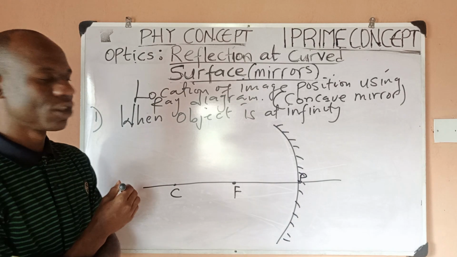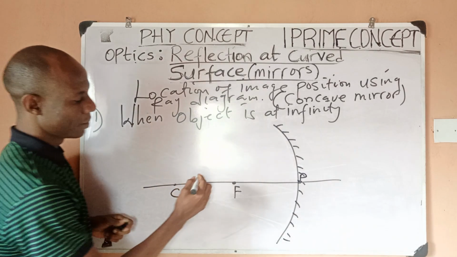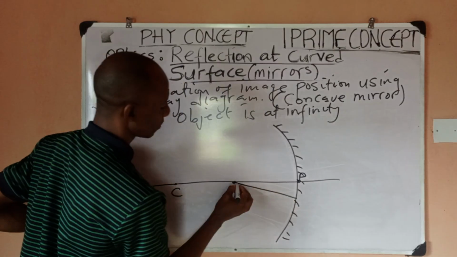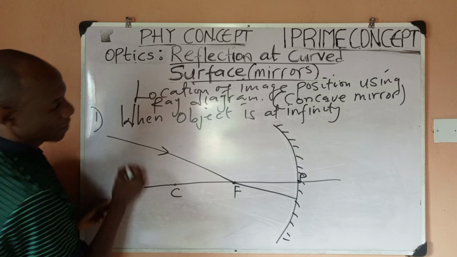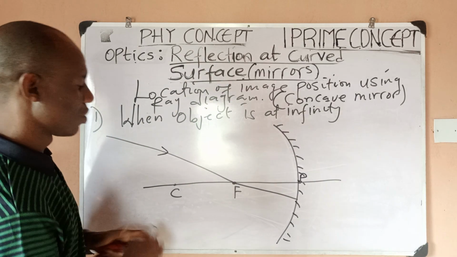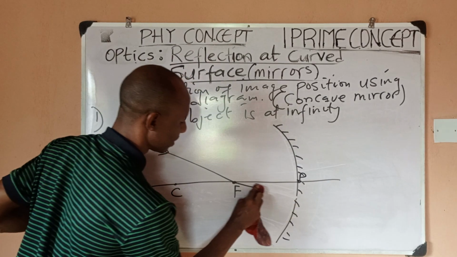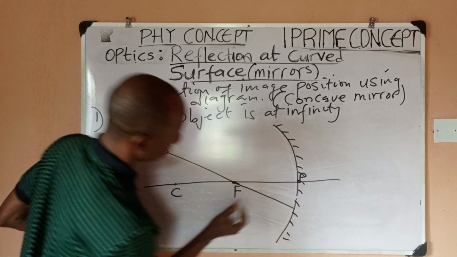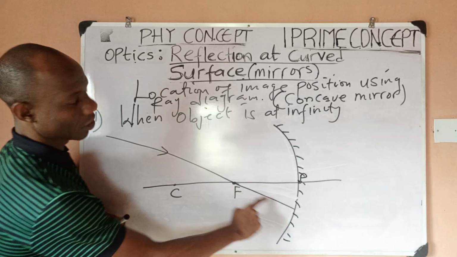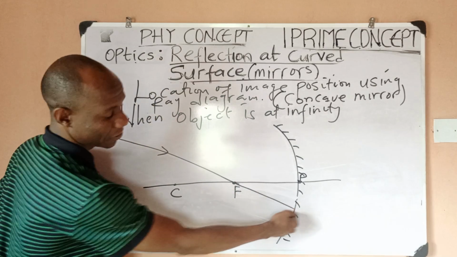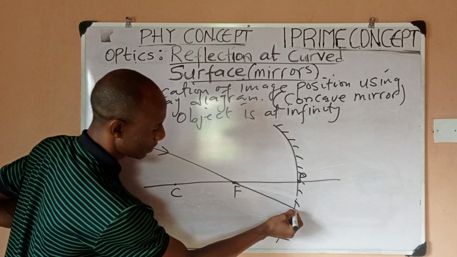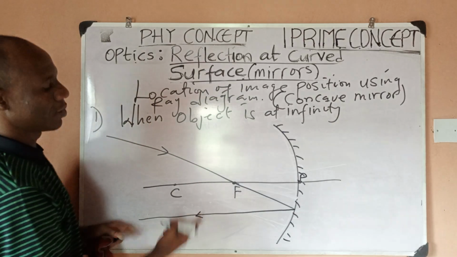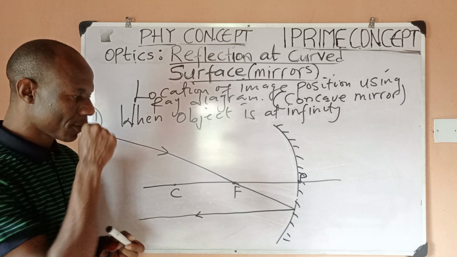So I would apply one of the rules which says if a ray passes through your focal point, it would reflect parallel to the principal axis. So let me try to get a good line. So when a ray enters through your focal point F, if it is reflecting, it will become parallel like this. So it will come out parallel to your principal axis.